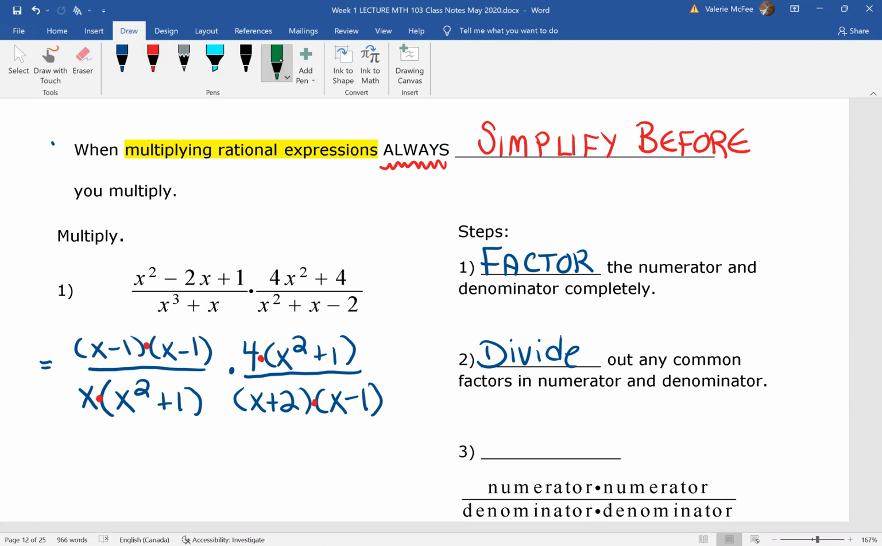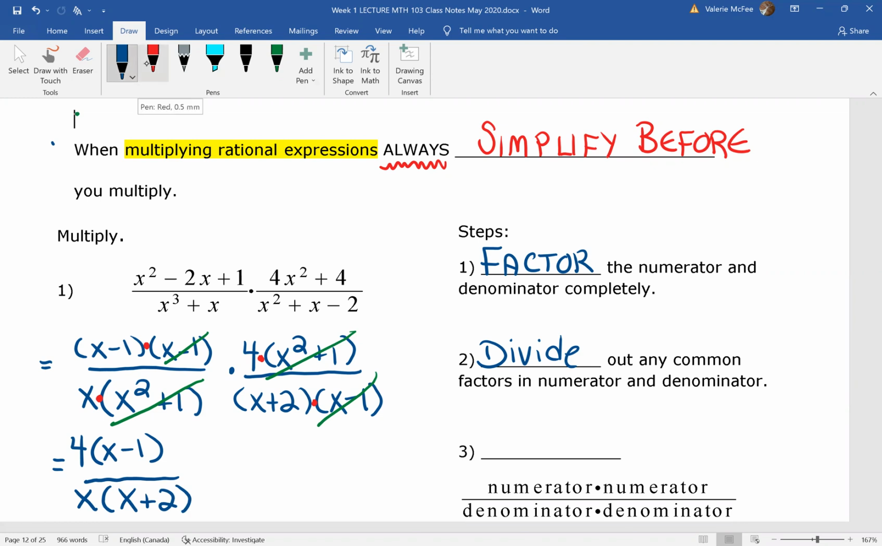So we see that x squared plus 1 is a common factor, and x minus 1 in the top and bottom, in the numerator and denominator, are also common factors. That leaves us with x minus 1 all times 4, and we usually like that integer in the front. And in the denominator, x times x plus 2. The final step is just to multiply. And you might remember when you're multiplying fractions, it's the numerator times the numerator and the denominator times the denominator.